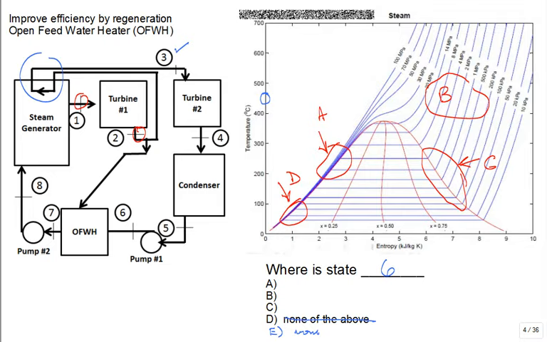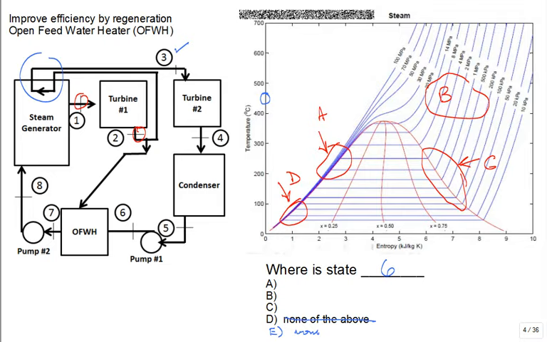Are you assuming that pump 1 and pump 2 have the same pressure? Nope. They're both saturated liquids coming in. But this one may take it from 20 kilopascal to 1 megapascal. That's about a 1 megapascal gain. And pump 2 may take it from about 1 megapascal to 8 megapascal. That's about a 7 megapascal gain. So pump 2 is really big.